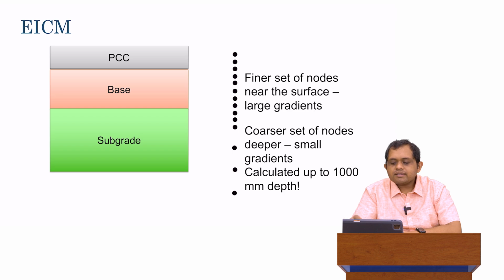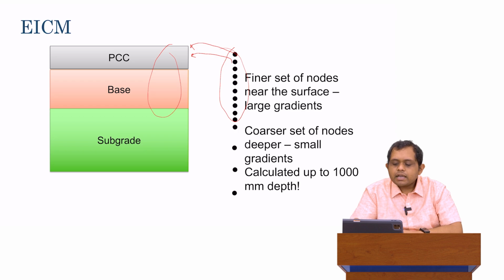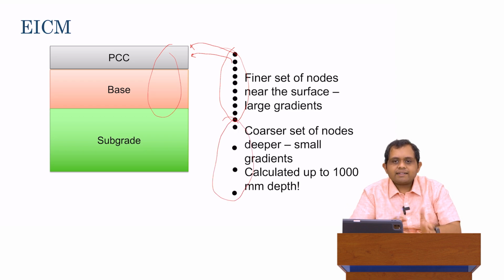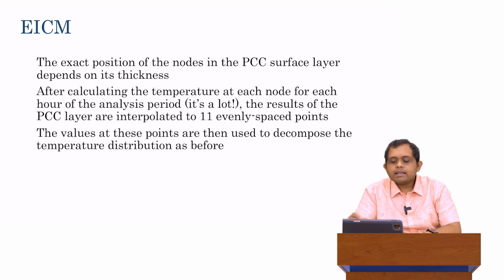So here is an example. So these nodes, sorry, it's moved a little bit, but these nodes basically, this is at the surface, this is the next one. So you'll see for the first two layers, we have a relatively fine set of nodes. As we go down deeper, we can have a coarser set of nodes. So that is what the EICM does. So it's not a uniform distributed set of nodes. We have a finer set of nodes near the surface, coarser set of nodes below it. The exact position of the nodes, of course, depends on the thickness. So that depends on what thickness you're modeling, and there are ways the EICM places nodes.